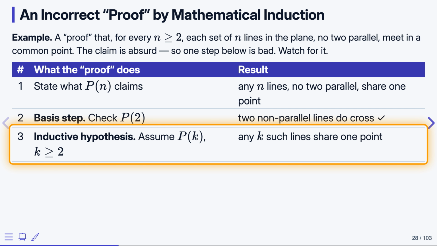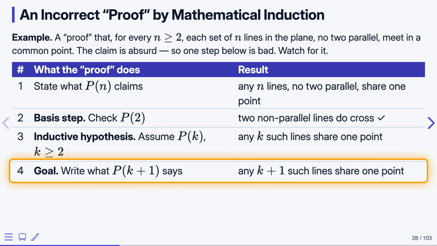Step 3. The inductive hypothesis. Assume P(k) for some k at least 2. Any k such lines share one point. Step 4. The target. Any k+1 such lines should share one point. The working is on the next slide.